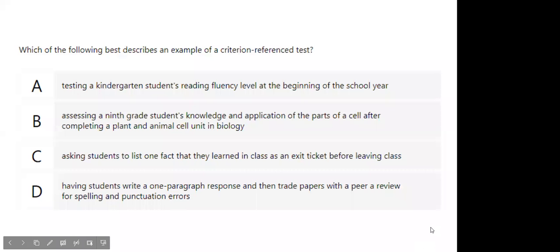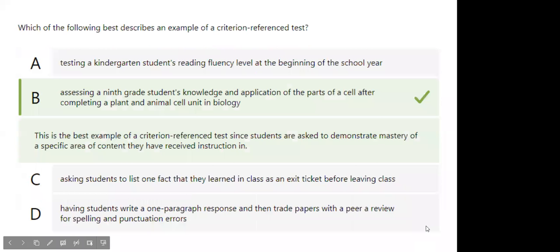All right. The answer is B, assessing a ninth grade student's knowledge and application of the parts of a cell after completing a plant and animal cell unit in biology. This is the best example of a criterion referenced test, since students are asked to demonstrate mastery of a specific area of content that they've received instruction in. And that's what happens with criterion referenced test versus norm referenced.